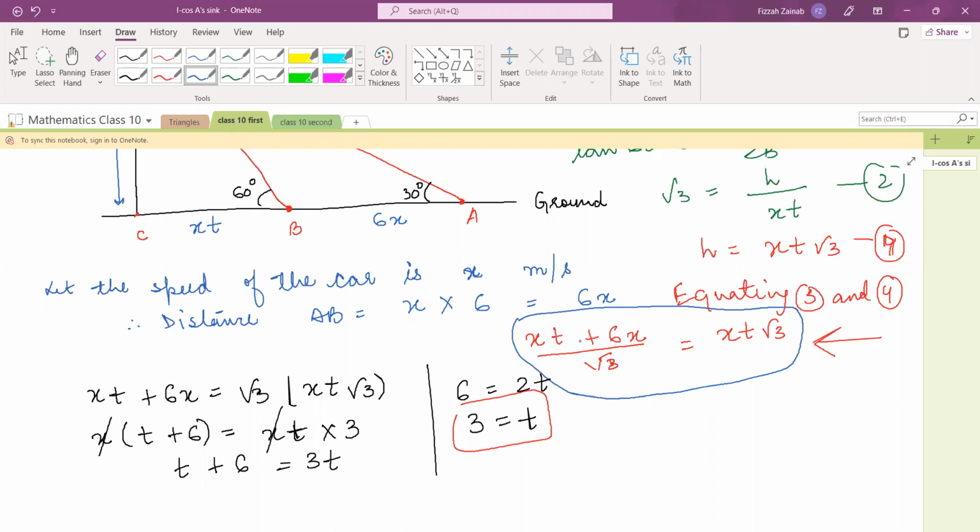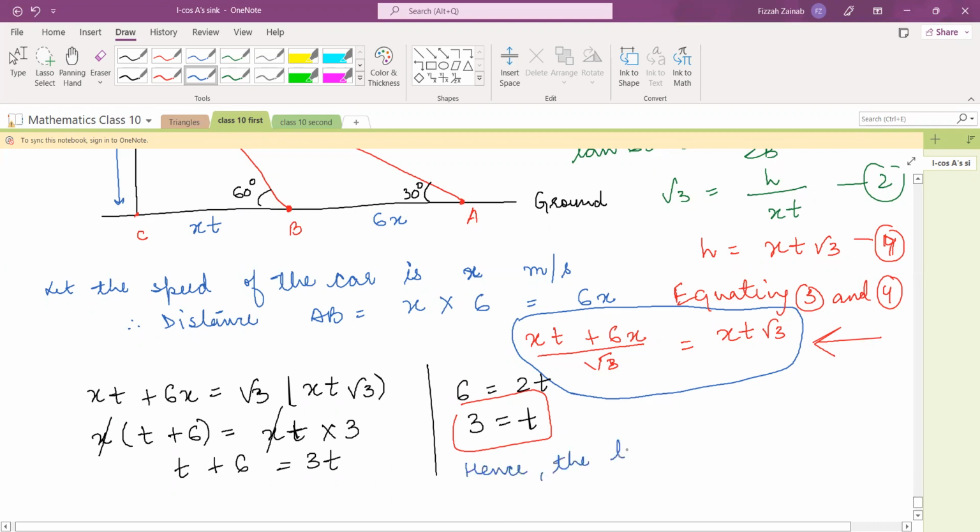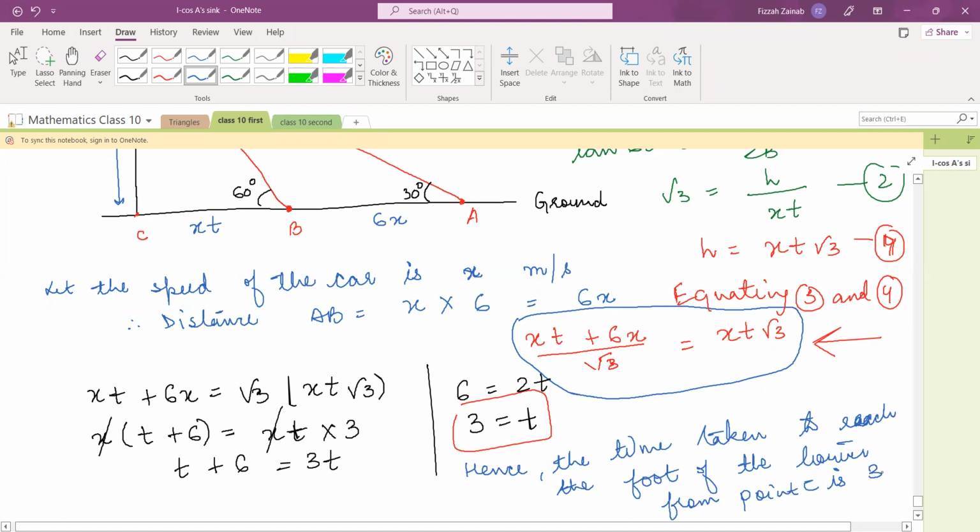All right, Martin. Oh, yeah, okay. Sorry, I didn't read the statement. So just conclude. Hence, the time taken to reach the foot of the tower from point C is 3 seconds.